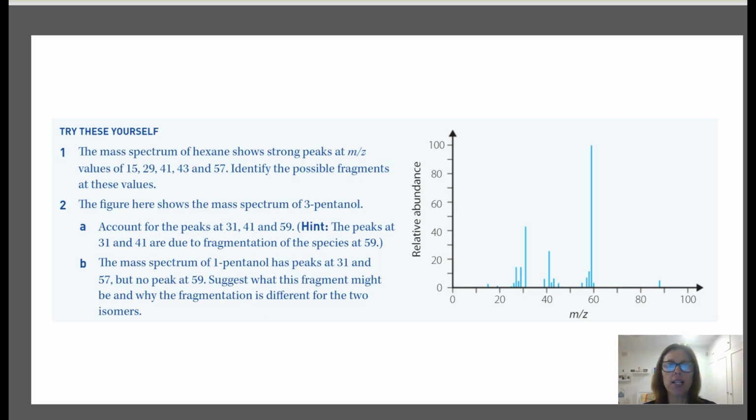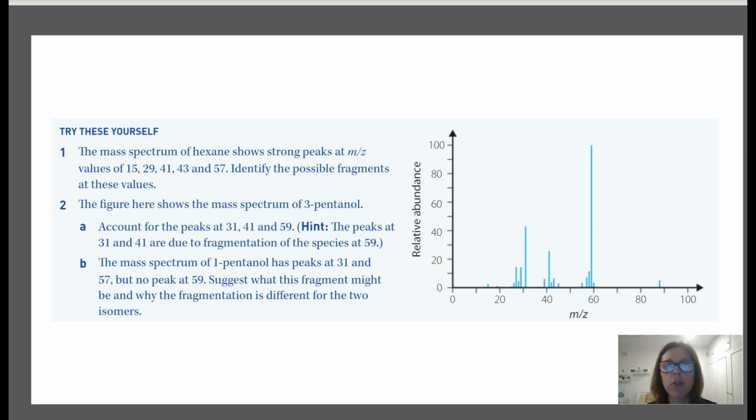See if you can identify any possible fragments in that diagram. Actually, looking at that, no, it's talking about having a mass spec and it's giving you the peaks. Have a look at those and see if you can work that out. In the second diagram, the figure is showing you the mass spectrum of 3-pentanol. So again, account for the peaks at 31, 41, and 59.